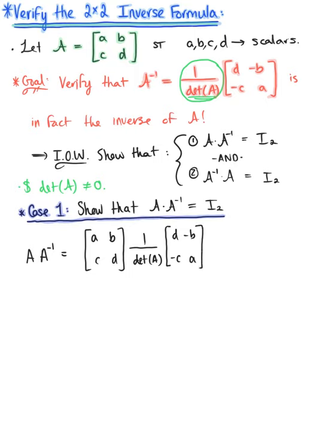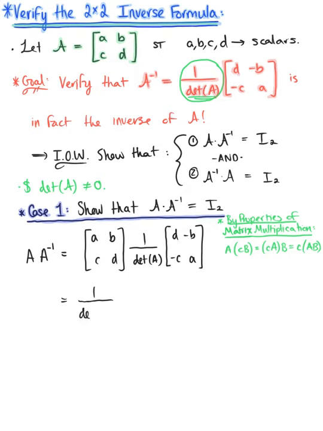And now, by matrix multiplication properties, recall that the order of the scalar doesn't matter. So to make our computation a little bit easier, I'm going to pull that scalar 1 over the determinant of A to the front. So we have 1 over the determinant of A multiplied by that 2 by 2 matrix, A B C D, multiplied by that 2 by 2 matrix, D minus B minus C A. So these mean the same thing.